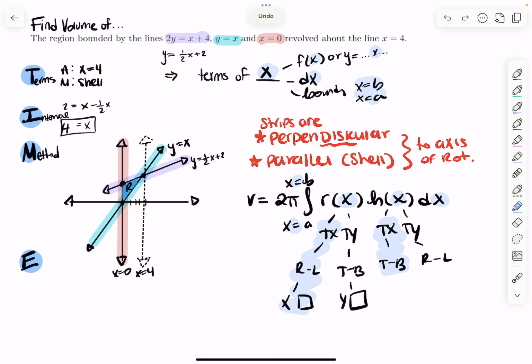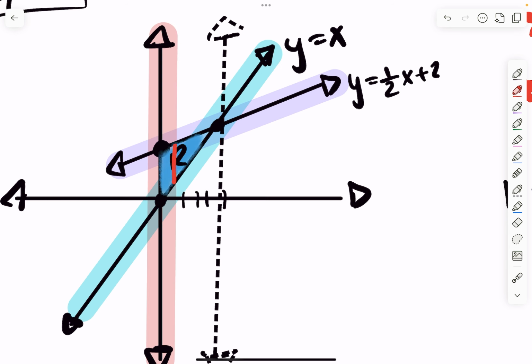Let's work on radius first. What's the number that's going to go in here? It's always going to be this number, the one in your axis of rotation, as long as it's an equation. So that's going to be 4. Now, this does not necessarily mean that x is right and 4 is left. We actually have to figure that out by graphing. And we can use our strips. So just draw one of the strips. Let's zoom in. Just draw one of the strips. We know that they have to be parallel to the axis of rotation.